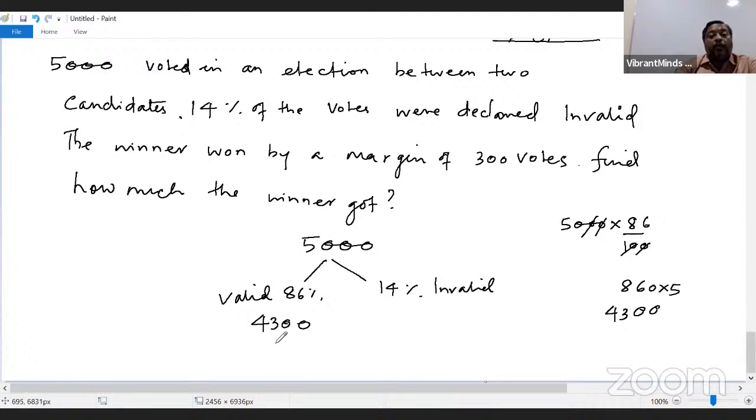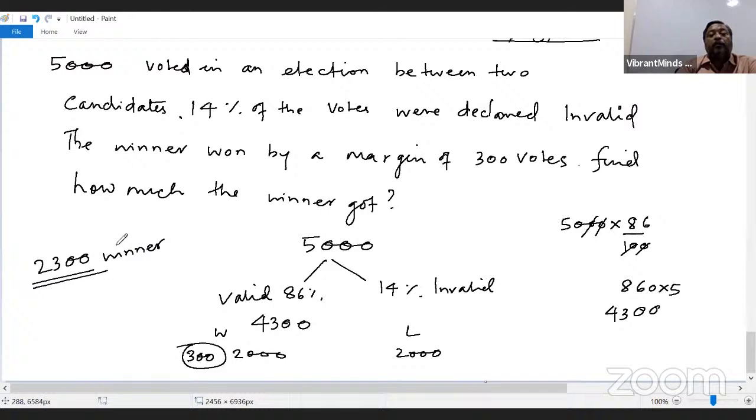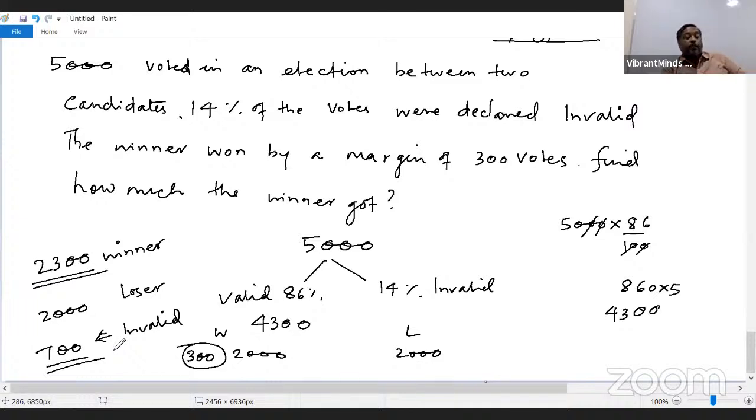Now the winner has got 300 votes more. So first I will cancel 300 votes. Whatever the remaining is 4,000. So 2,000 will go to winner and 2,000 will go to loser. Did you get my point? So winner received how many votes? 2,300 votes. And loser got how many votes? 2,000 votes. And with that, we can also find out invalid votes, and invalid votes is 700. Is it clear, everyone?